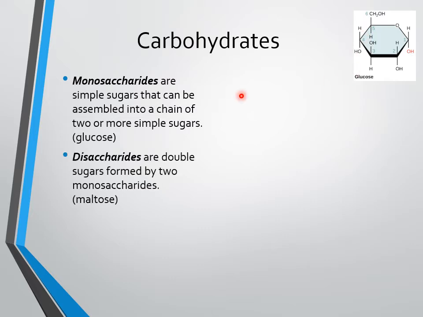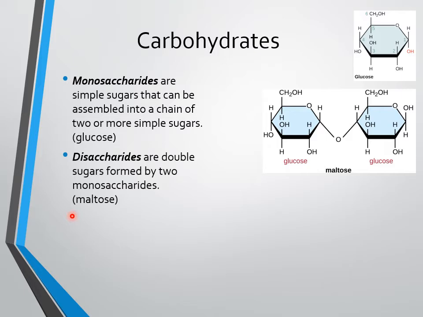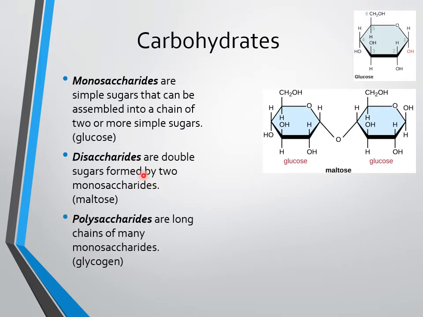A disaccharide are double sugars formed by two monosaccharides. If you put two glucose molecules together, you get maltose right there. And again, that's your H2, so you have two hydrogens and one oxygen, so there is your water right there.